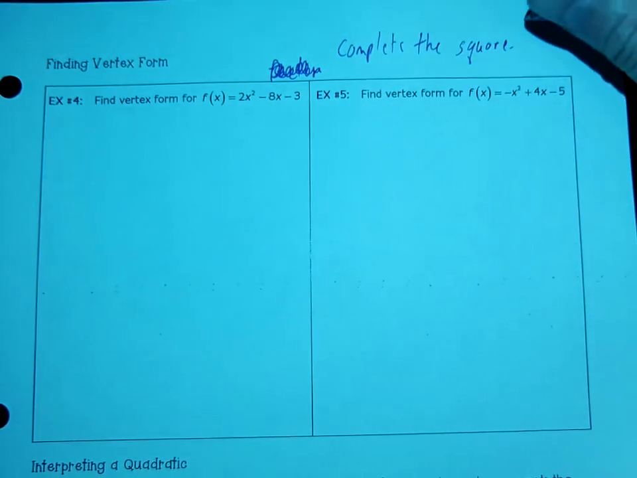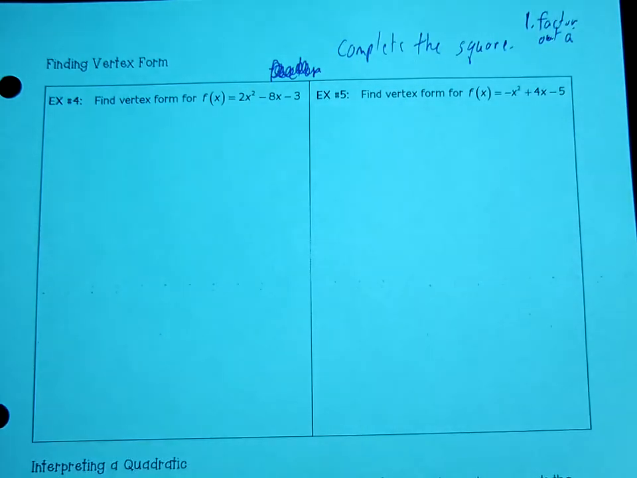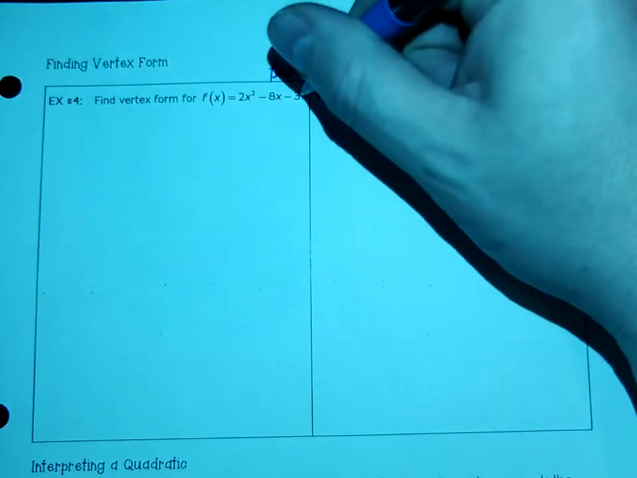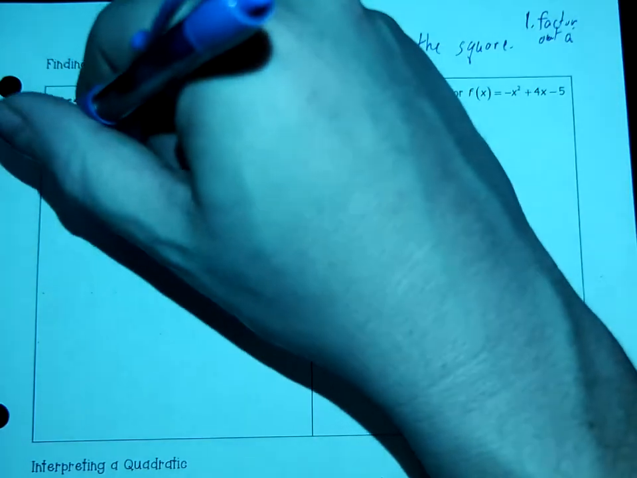So step 1, factor out little a. So we'll do both these samples at the same time with the steps, so you can kind of get the steps in order. So here A is 2. We're going to factor out the A term. Now the nice thing is we don't have to do anything with this constant, factoring out the A term from just the linear and the quadratic term.